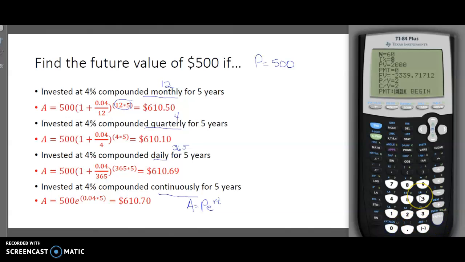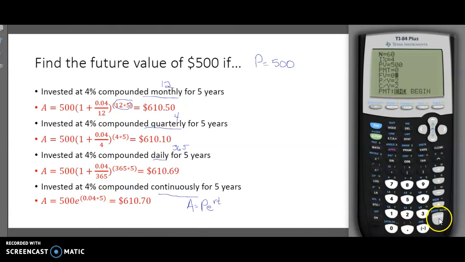My rate is 4. I am investing $500. We're not doing payments. We're not doing annuities. We're looking for future value, or A, accumulated amount. So that'll be a 0.